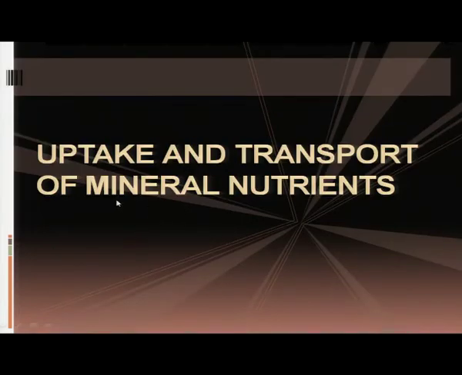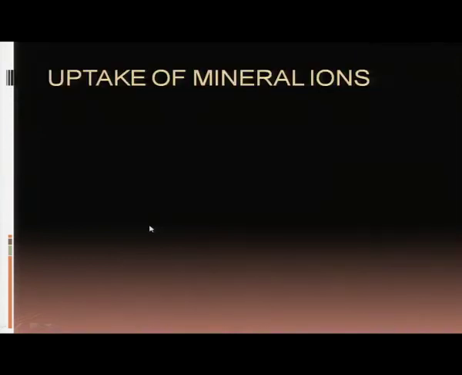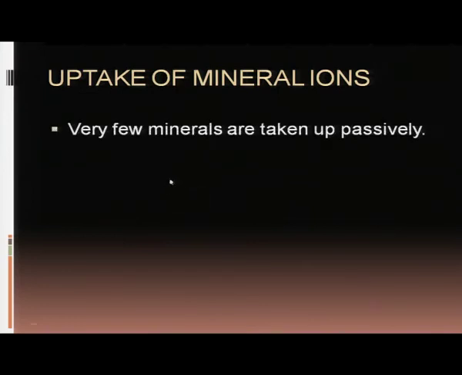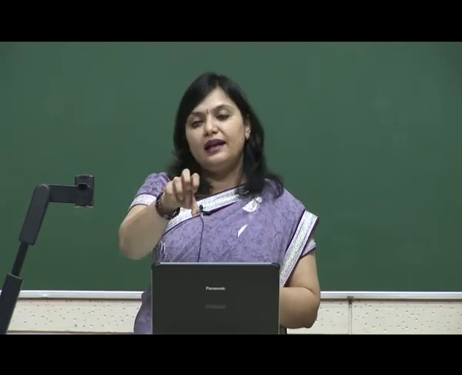Let us see how mineral nutrients are taken up by the roots and how they are transported. Actually, minerals can be taken in passively as well as actively. Actively means that the cell or the plant will have to spend some energy in the form of ATP to take up that nutrient or mineral from the soil. But the number of minerals or ions that are taken up passively is quite low, though it is there, as compared to active transport or active uptake of nutrients.